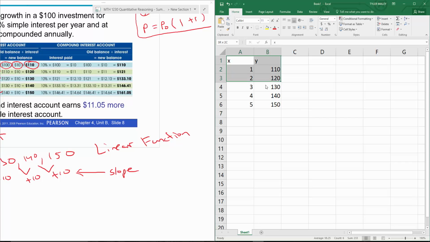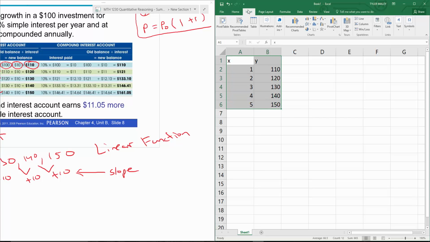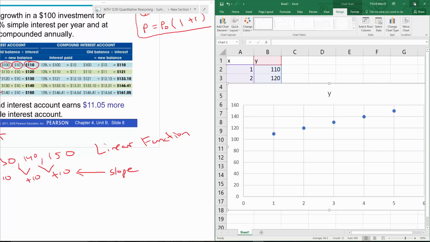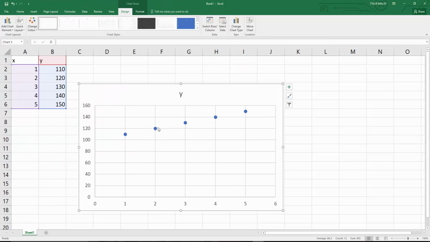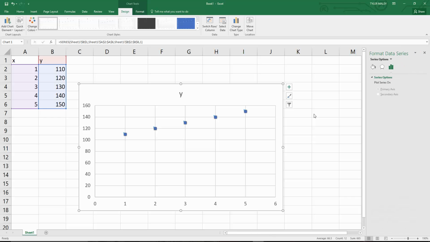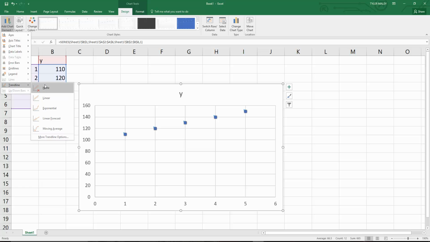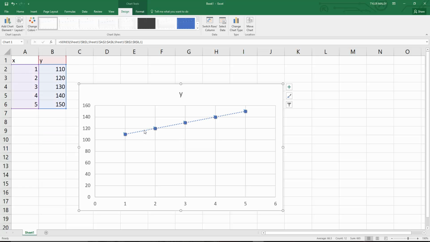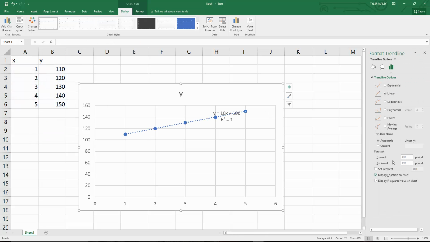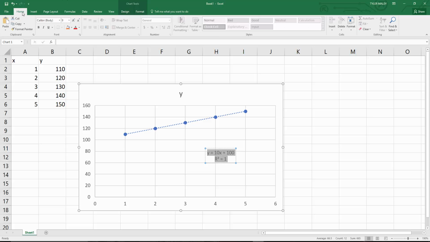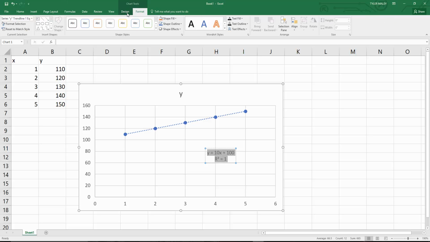Right? So I can highlight this, insert, we can go to scatter plot. We're going to have the scatter plot really quick there, right? And if I do a line of best fit to connect those, so add trend line, linear, and then you can even display equation and R squared value on the chart. And notice R squared is 1, which means we have a perfect linear correlation, right?